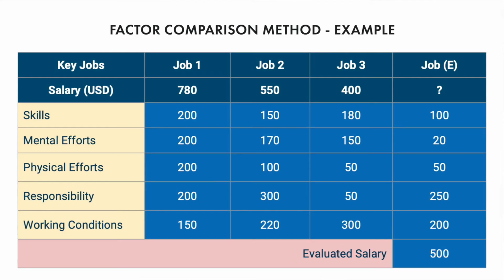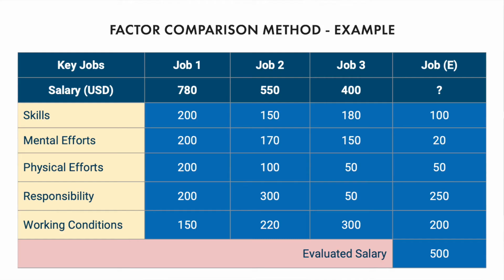Here, the organization has identified a few key jobs that are job 1, 2, and 3. These jobs are assumed to be fairly paid. Then there are the 5 important factors listed against which each of these key jobs' points are listed. We also have the salaries listed down for each of the 3 key jobs. This helps in formulating the pay rate scale for each of the factors listed.